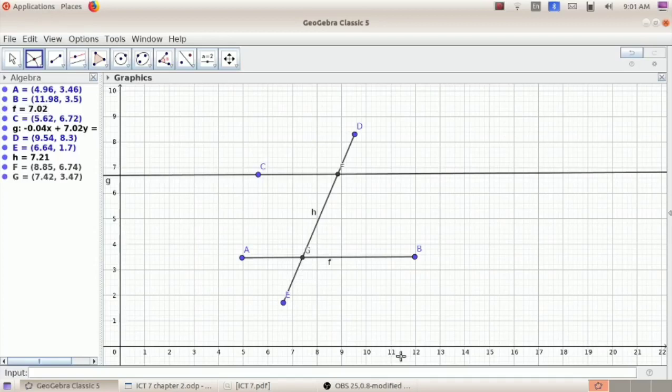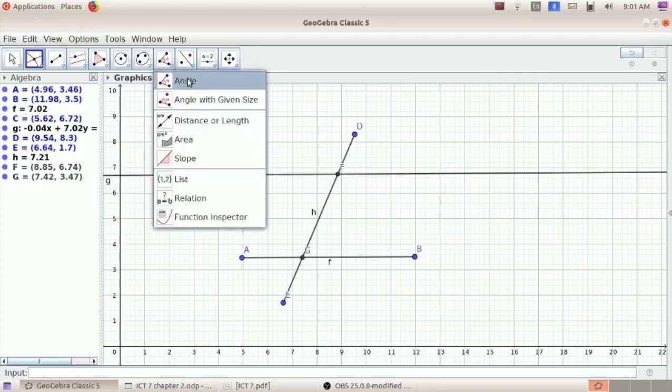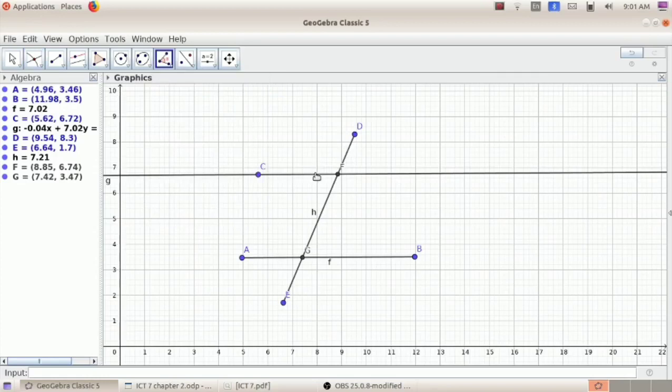Now we have to measure all the angles between these lines. How to measure the angles? For that, we have an angle tool. First, I have to find the angle between these lines, that is angle CFD. So I have to click on these points in anti-clockwise direction. So I will click on D, F, C. I got that angle.